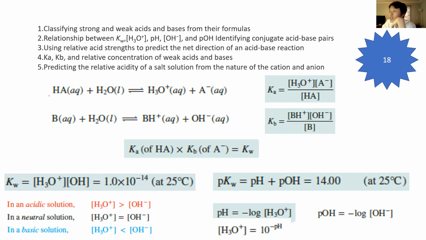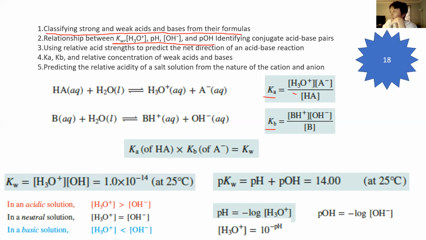And so in this chapter, we mainly learn these important definitions or these terms, right? So this Kw, proton, hydroxide concentration, pH, pOH, right? So make sure you know the relationship between them, right? And also for weak acid and weak base, there's a Ka value, Kb value, which is the acid dissociation constant and the base dissociation constant, right? So we can use the relative value of this Ka and Kb to determine the strength of the acid and base.